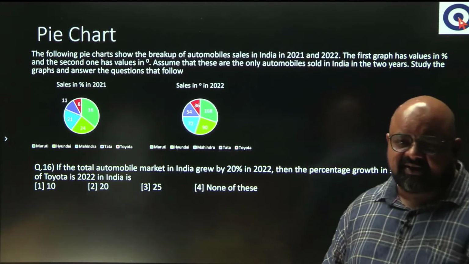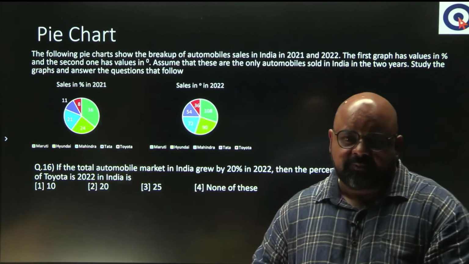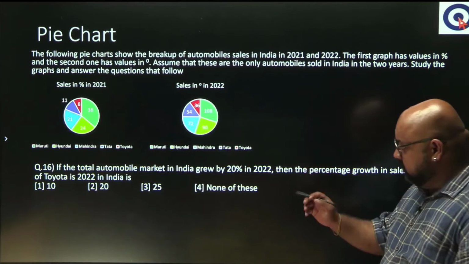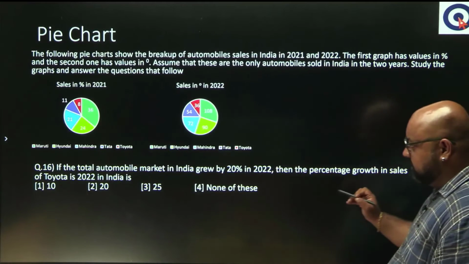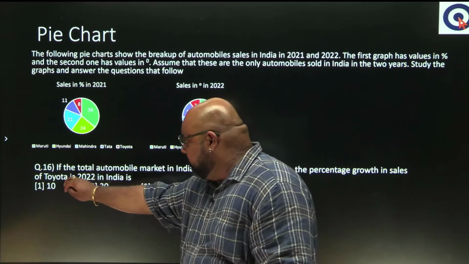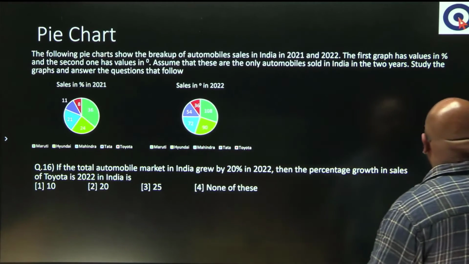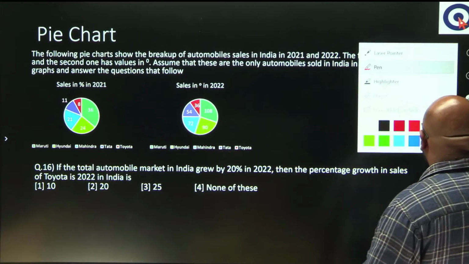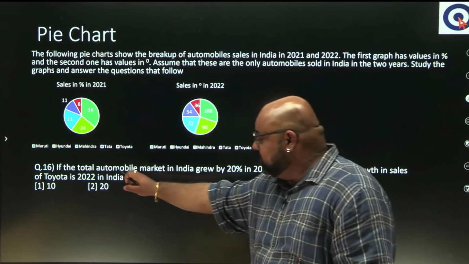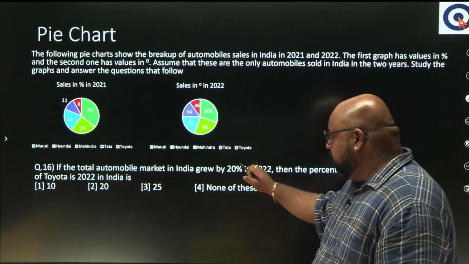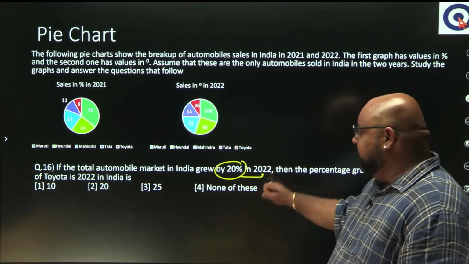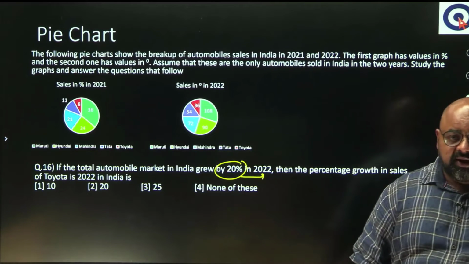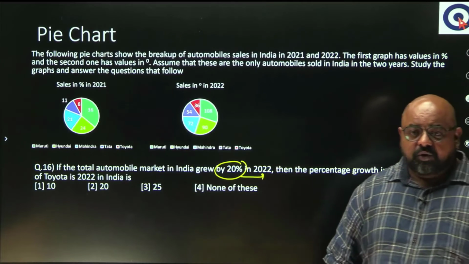Question 16 then says, it is similar to the previous one in the sense that it asks you the growth rate for Toyota in 2022. The change here is there is some idea given about the overall market size. So the question says the total automobile market in India grows by 20% in 2022, and therefore I have to find out the growth percent or growth rate of sales of Toyota in 2022.